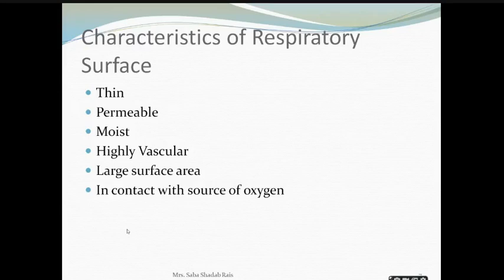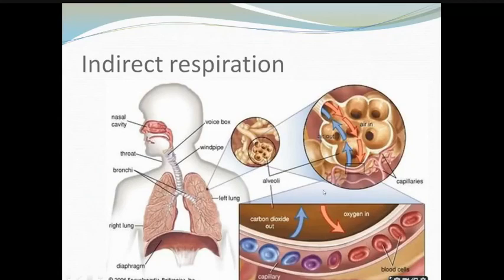Because if it is moist, the oxygen which we are taking from the air will be taken in easily, and whatever gas is coming inside must be dissolved completely into the blood. Then thereafter it must be highly vascular. Vascular means it should form, as you can see here, the blood vessels or the complex.